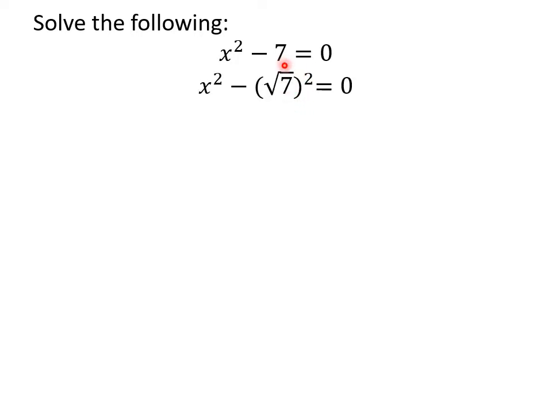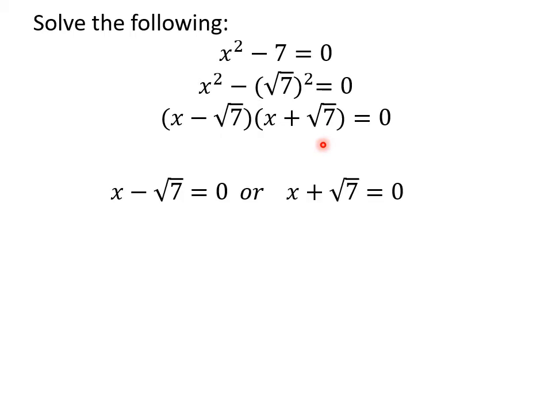We can write 7 as radical 7 squared, so the square will be removed with the radical. Radical 7 squared is the same as 7, but it is written in a form that we can benefit from. So now it's in the form of a squared minus b squared, where b is radical 7. The solution will be (a minus b) times (a plus b), and we solve each one alone because we have factors equal to 0.